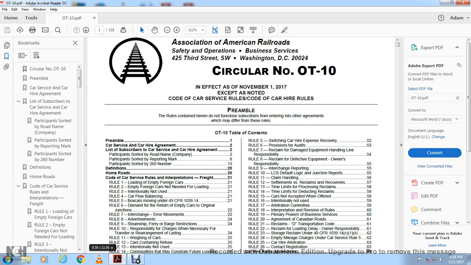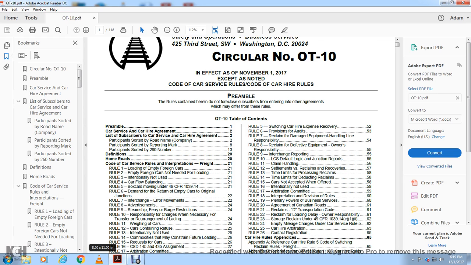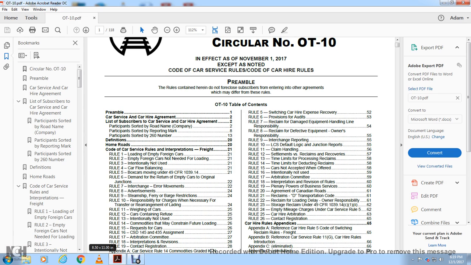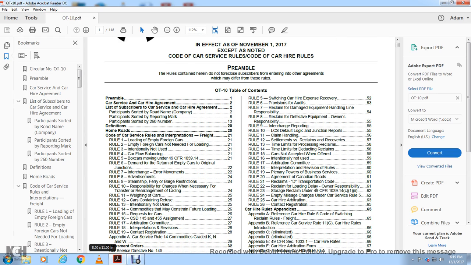Rule 10, responsibility for the charges necessary for transferring and rearrangement of lading. Rule 11, weighing of cars. Rule 12, cars containing refuse. Rule 13, intentionally not used. Rule 14, commodities that may constrain future loading. Rule 15, request for cars. Rule 16, Car Service Directive 145 and 435, assignment.